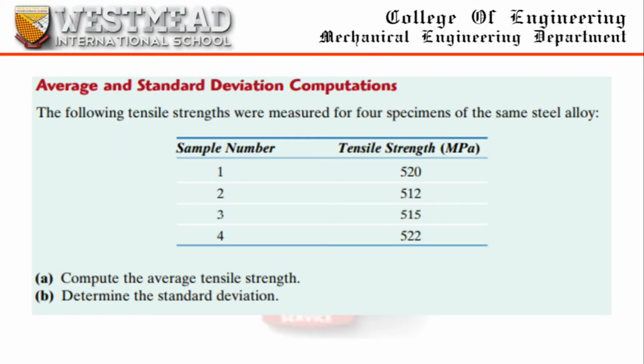So, take a look at this example. The average and standard deviation computation. So, the following tensile strengths were measured for 4 specimens of the same steel alloy. So, sa sample number 1, 2, 3, 4, meron tayong magkakaibang tensile strength. So, yung sa sample number 1, 520, sa sample 2, 512, sa sample 3, 515, at sa sample 4, 522. So, we have to compute the average tensile strength and we have to determine the standard deviation.